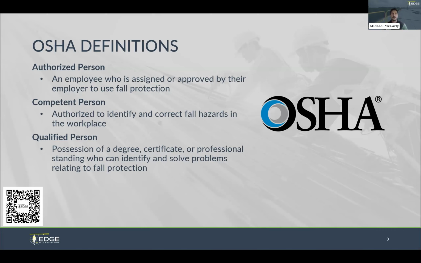And then you have a qualified person. A qualified person is a person in possession of a degree, a certificate, or professional standing who can identify or solve problems related to fall protection. A professional engineer, or any sort of certified safety professional, someone that can look at a scenario and design an entire system. That means how it connects to the structure, what the foundations in place are, what kind of SRL lanyard connector we're using, and what type of harness. They're also going to be calculating free fall distance, which is a very important part of any certified fall protection system.